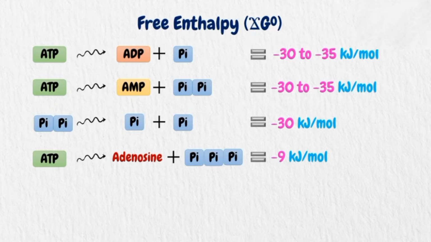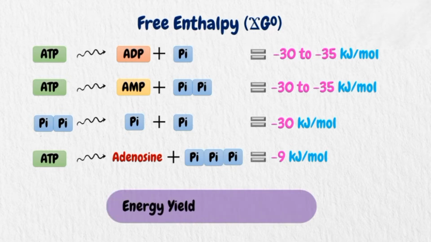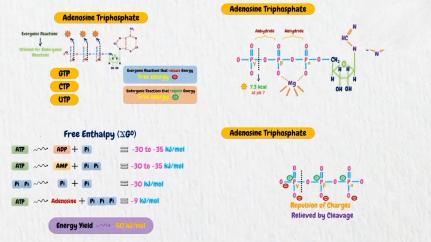In the cell, the delta G of ATP hydrolysis is substantially larger because the concentrations of ATP, ADP, and Pi are much lower than in standard conditions, and there is an excess of ATP over ADP. The pH value and magnesium ion concentration also affect the value of delta G. The physiological energy yield of ATP hydrolysis to ADP and inorganic phosphate is probably around -50 kilojoules per mole.